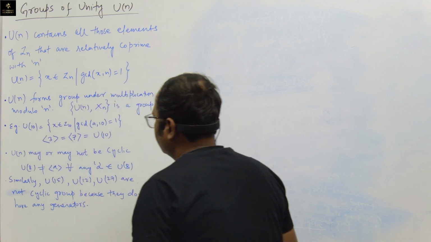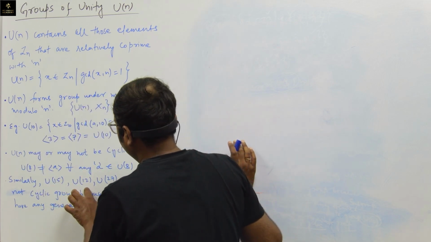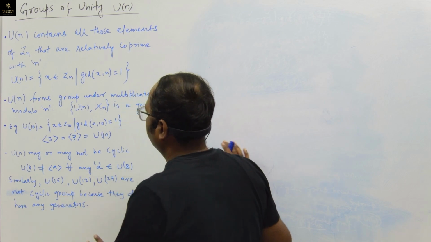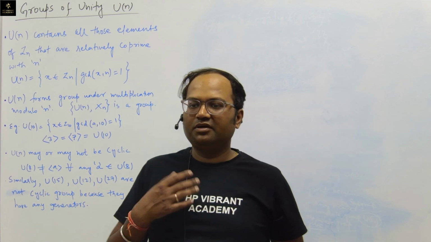Similarly, U15, U12 and U27 are not cyclic groups because they do not have any generator. So this is all about the cyclic group.